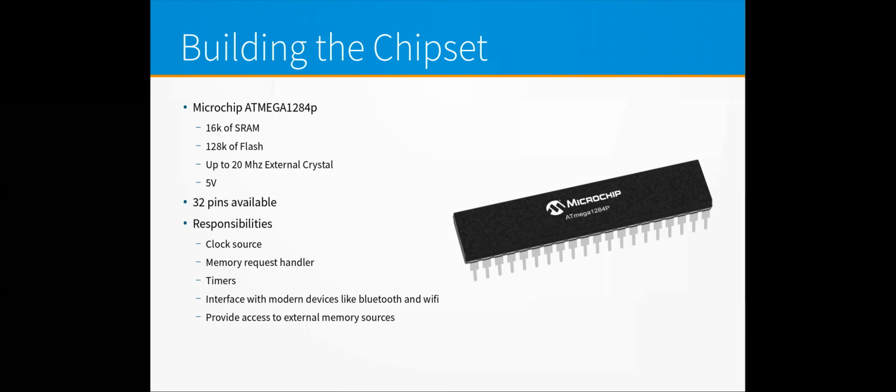Oh, and you may be saying, 16K of SRAM and 128K of flash? Ooh, that's really, really low. How are you going to do anything? Well, a lot of microcontroller projects use what's known as an ATmega328P, and that has 2K of SRAM and 32 kilobytes of flash. So this is much higher. This is a much higher end chip.